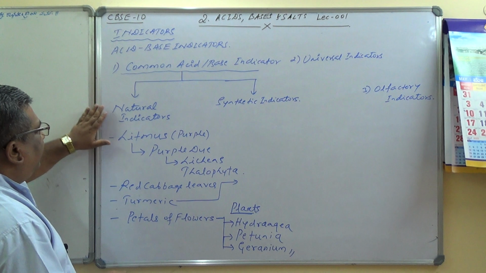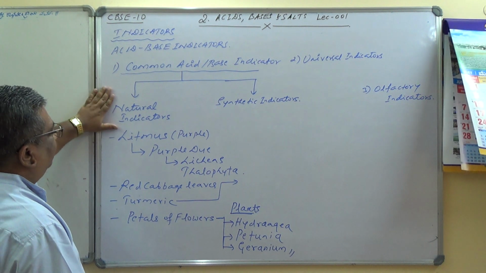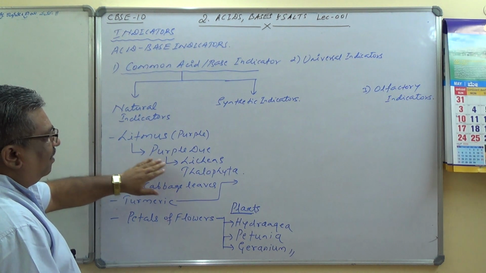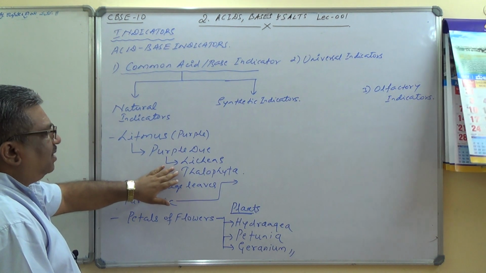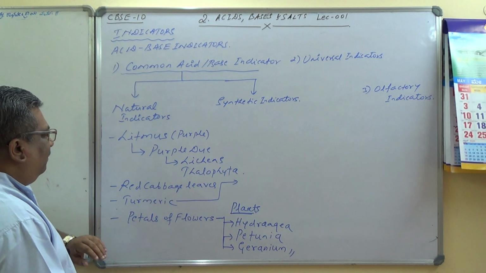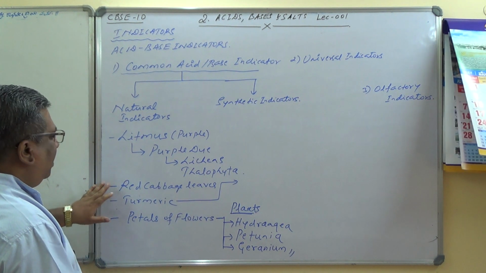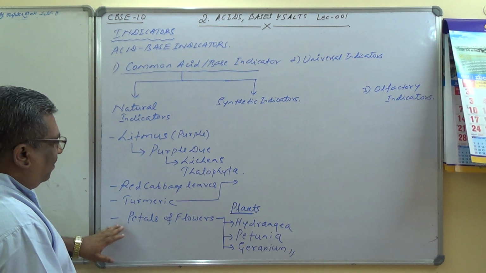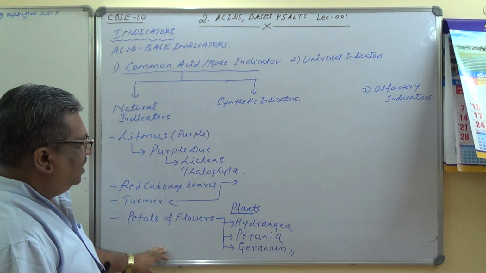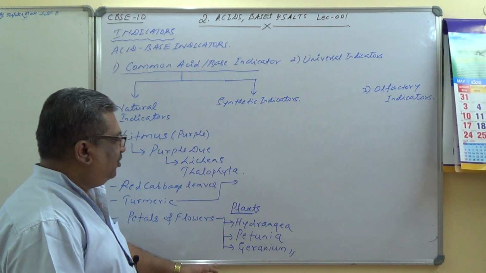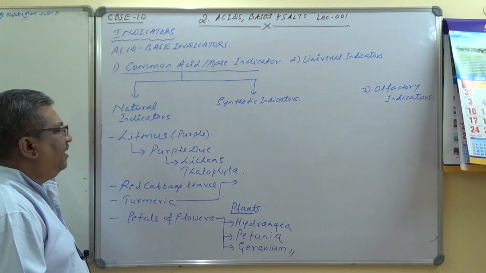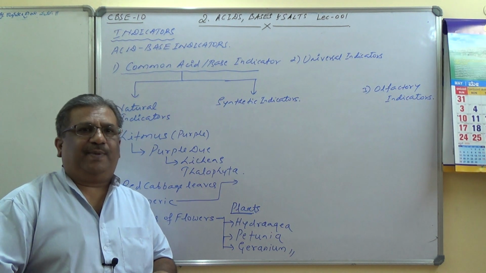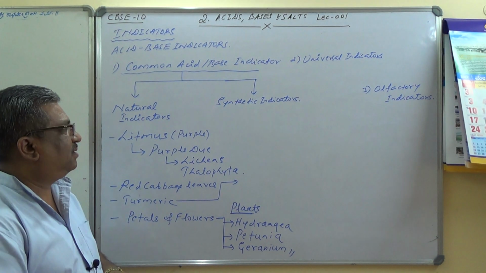So natural indicators are naturally occurring substances such as litmus. Litmus is a purple dye extracted from lichens that belong to a division of plants called Thallophyta. And red cabbage leaves, turmeric powder, or petals of flowers of some plants such as hydrangea, petunia, geranium. These are the natural indicators. These are the substances which indicate the presence or absence of acids or bases by changing their colors.